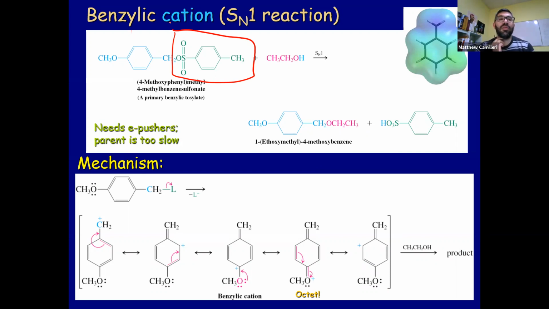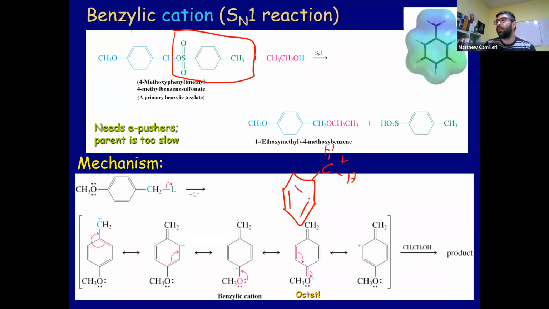Once this leaving group leaves, it produces a cation on the carbon at the benzylic position, and this cation can then be stabilized by the ether, and this ether is going to stabilize through a positive charge on the oxygen, and therefore it's more stable than the parent benzylic cation. So the parent benzylic cation would be the unsubstituted one.